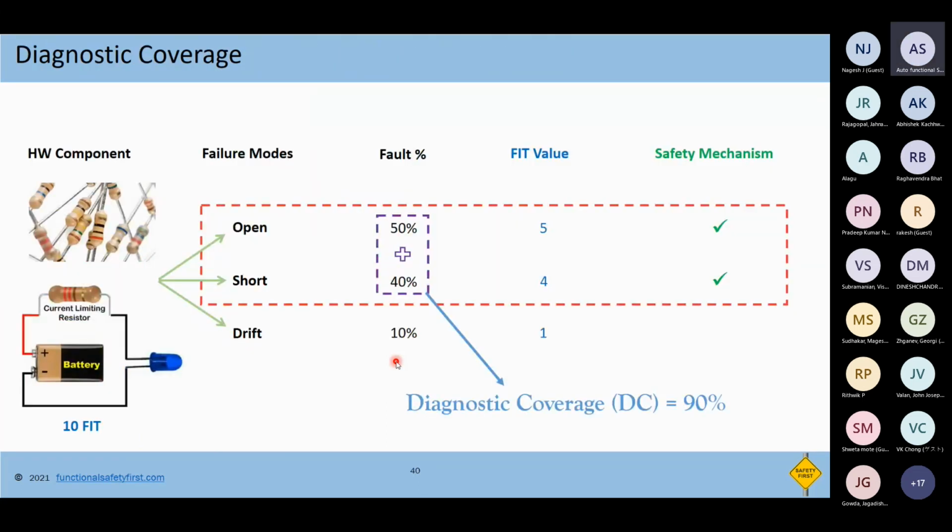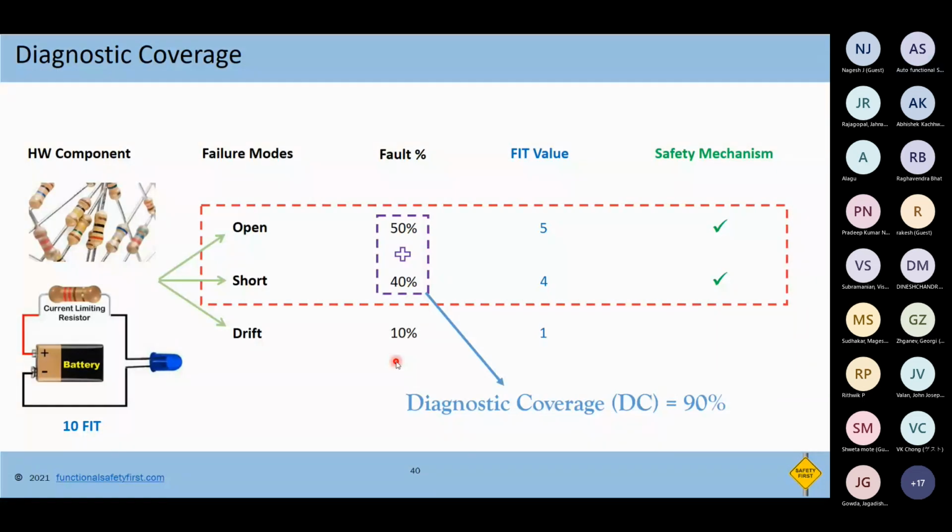This slide is talking about diagnostic coverage. Since we talked about FIT earlier, and we talked about hardware architectural metrics, here is a very simple explanation of what diagnostic coverage is. Let's take that there is a LED that has a total FIT of, let's say, 10 FIT, which means that the LED contributes 10 FIT to the total raw FIT of the system. Before we go further, let's consider what failure modes this can have.